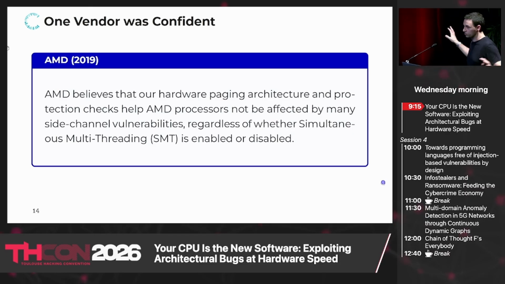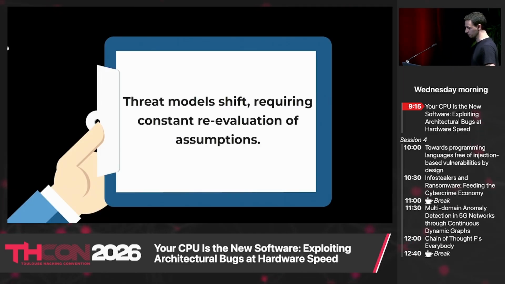And we had a different CPU vendor, AMD, and they were rather confident. They were looking at all these things and saying, they really produce bad CPUs, right? Aren't we the best? And they had this official statement: AMD believes that our hardware paging architecture and protection checks help AMD processors not be affected by many side channel vulnerabilities, regardless of whether simultaneous multi-threading is enabled or disabled. So like, we are the best, right? Marketing words.